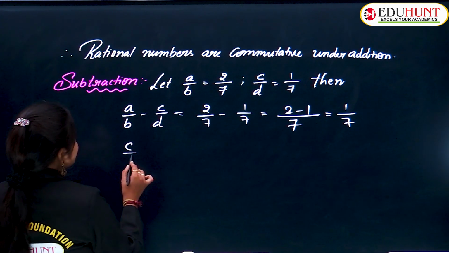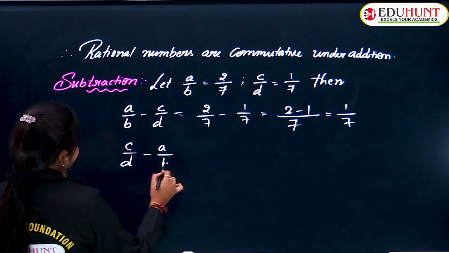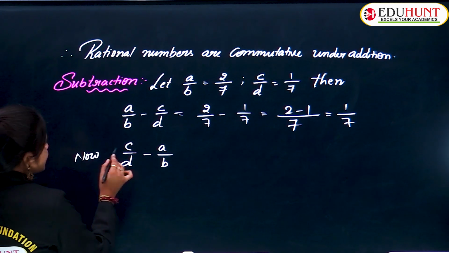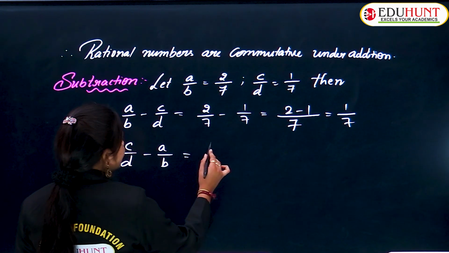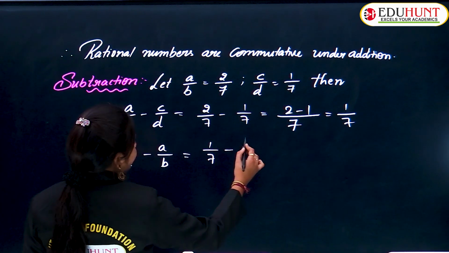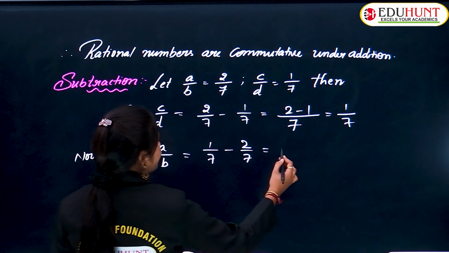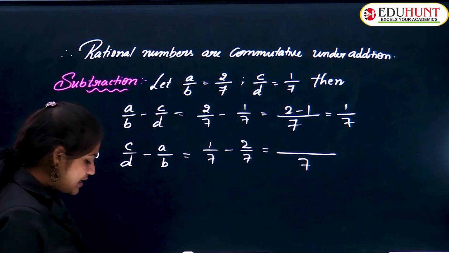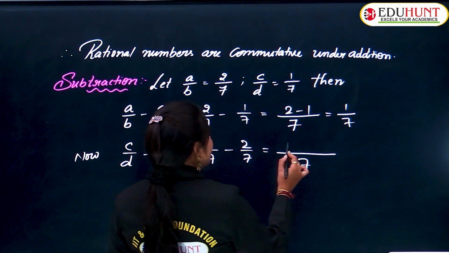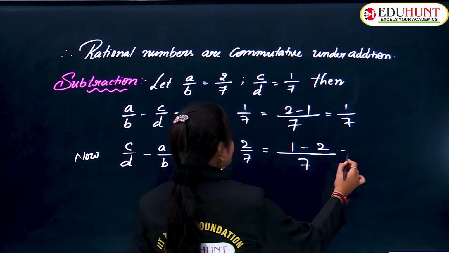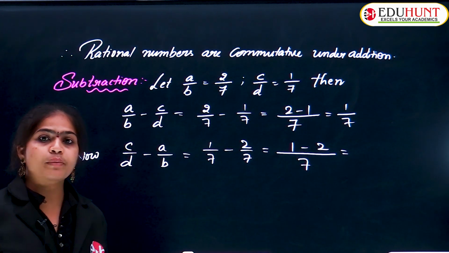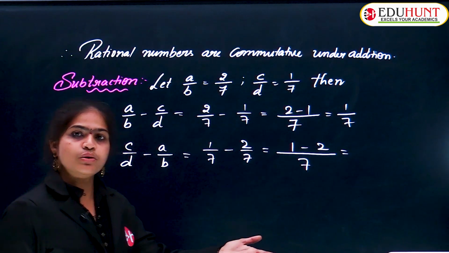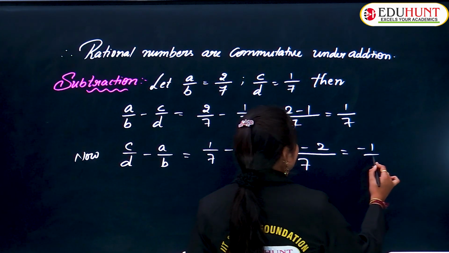Now c/d minus a/b. c/d is 1/7 minus a/b is 2/7, which equals, the denominator is the same, so the denominator is 7 only. Now the numerators are 1 minus 2. 1 minus 2 is minus 1, so the answer is minus 1/7.